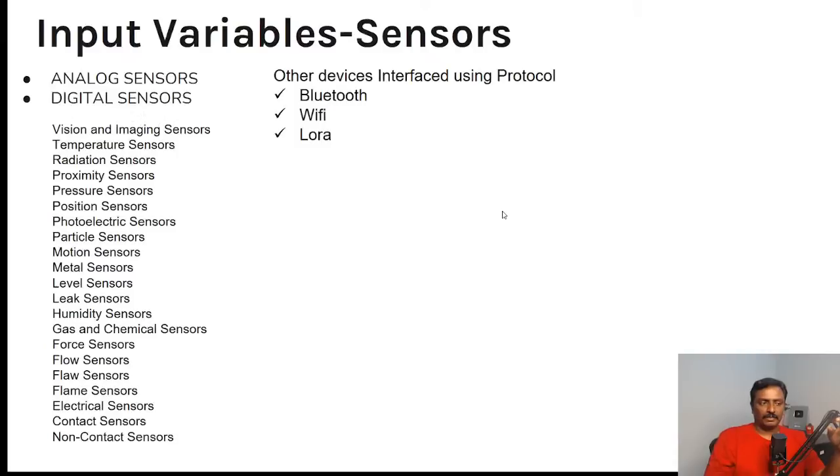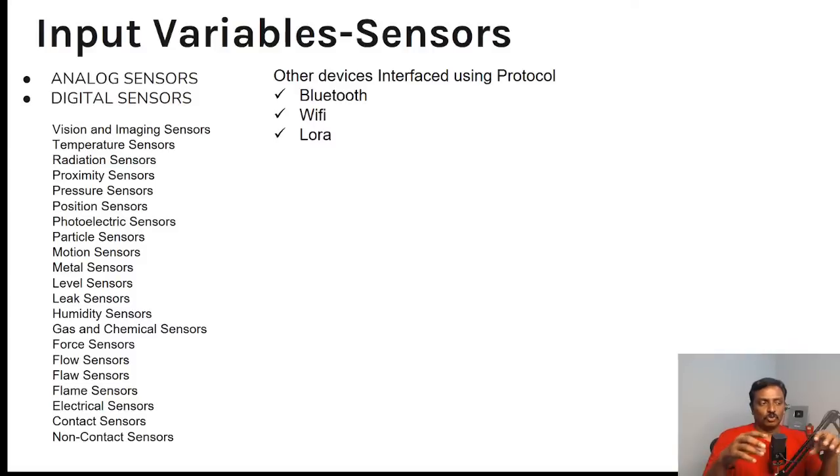Coming to the sensors, basically there are two kinds of sensors. One is analog sensors, which need an ADC interface, an ADC controller, to interface with a microcontroller or a DSP, whereas digital sensors are transducers which convert the value to a digital value. For example, with temperature, if you take a digital temperature sensor, it gets the temperature value and converts it to a digital value which can be directly interfaced with the microcontroller.